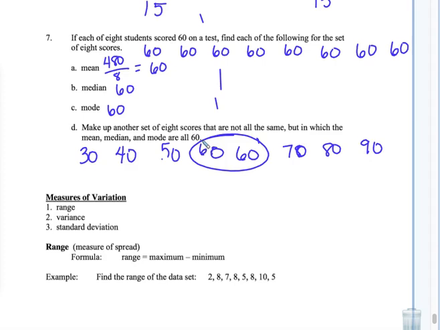Range measures the spread. It says, okay, how far is it from the highest number to the smallest number? Something that students have a very easy time with. The way that you do that is you take the maximum number in the set and you subtract the smallest number in the set. So for example, super easy problem.